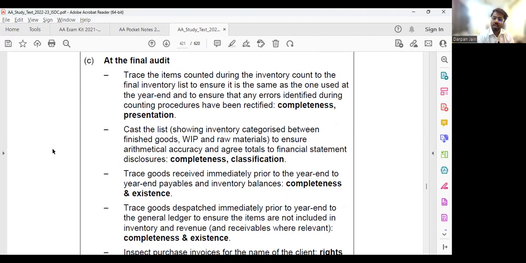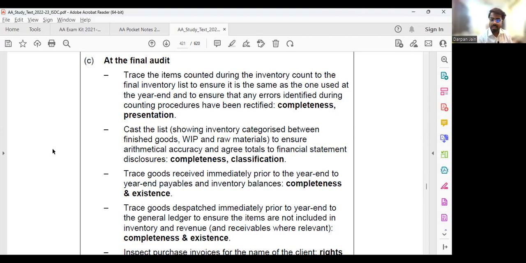You're matching the inventory count sheet with the final inventory list to see whether everything is matching, and to see whatever errors were identified during the count, whether those have been rectified or not in the final list. Okay. Next, cast the list to ensure arithmetical accuracy and agree the total to the financial statements. The same point that we've been seeing in other areas also.